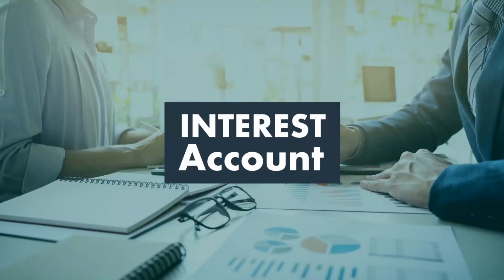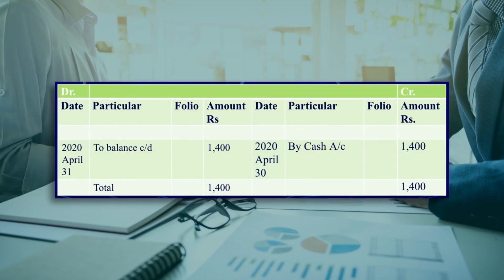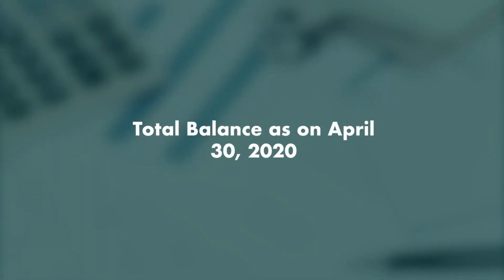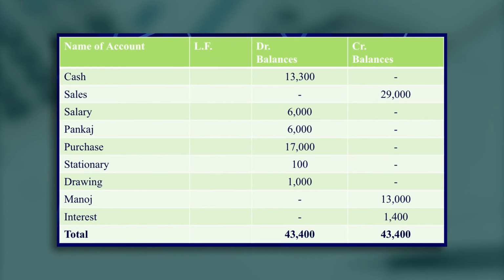Last one is interest account. You see that we have 1400 rupees in the credit side, but we have nothing in the debit side. So, therefore, the balance is 1400 rupees and we will use the words "to balance c/d". Then the next one is trial balance.